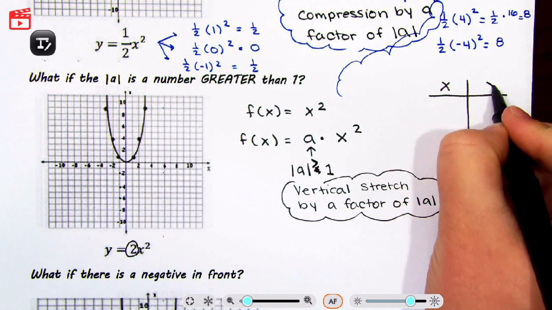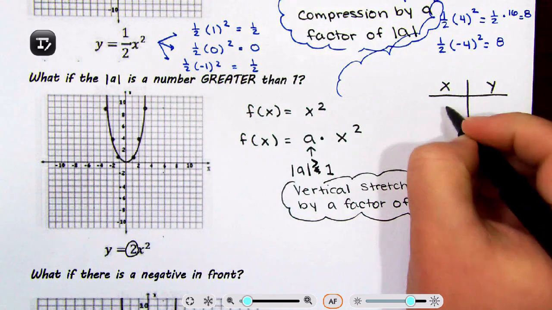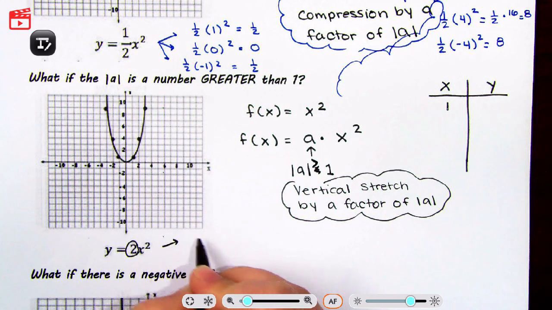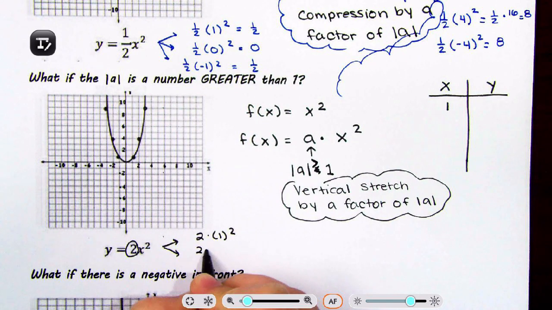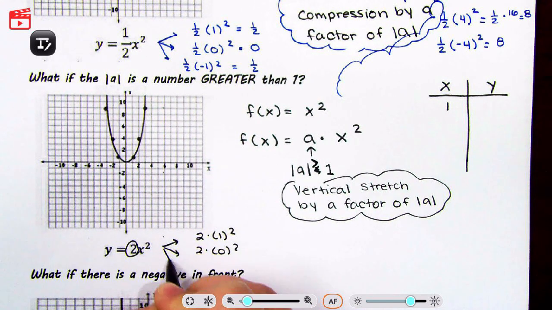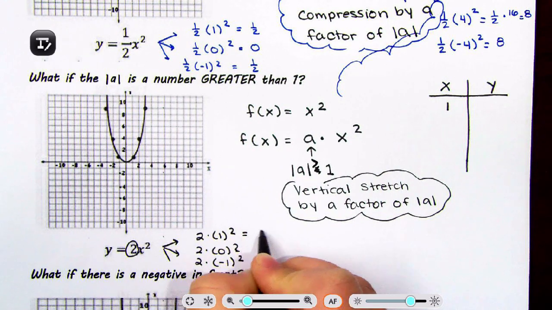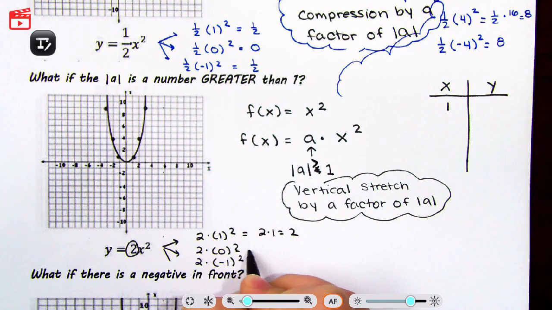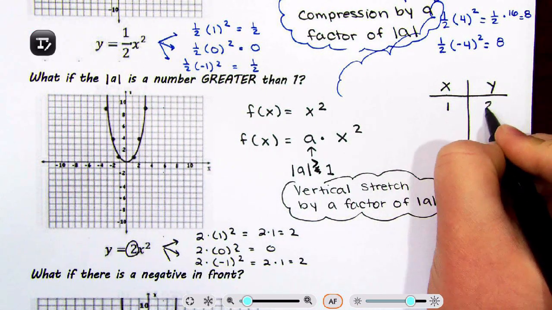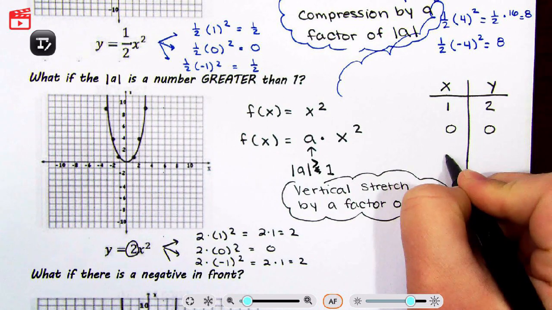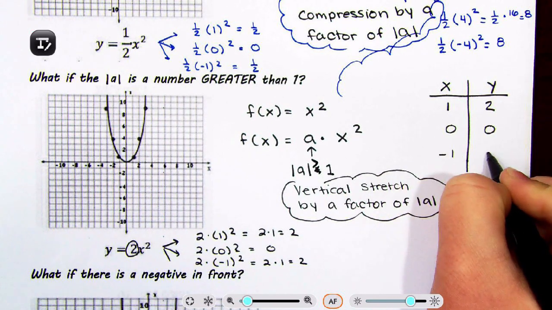So here's your x, here's your y. So let's say if I input 1, so 2 times 1 squared, then I have 2 times 0 squared, and I have 2 times -1 squared. This one will give me 2 times 1, which is 2. This one will give me 0. This one is 2 times 1 is 2. So when my input is 1, my output is 2. When my input is 0, my output is 0. And when my input is -1, my output is 2.